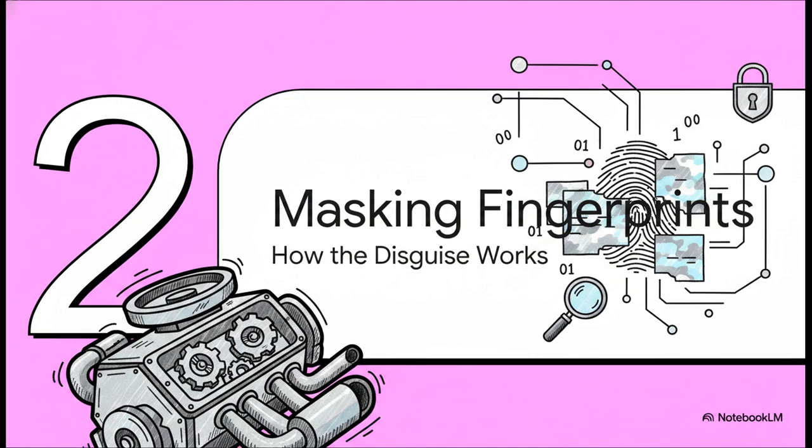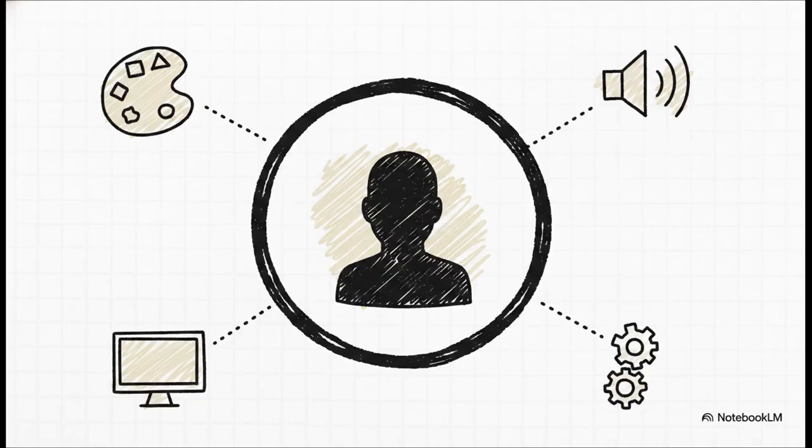Section 2. Masking your digital fingerprint. Let's look at how the disguise actually works. You know, what's truly fascinating here is the sheer volume of technical parameters GoLogin alters to pull this off. It doesn't just lazily change your browser name. No way. It alters incredibly deep system metrics like canvas rendering.